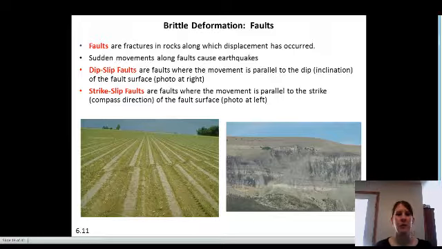Now we're going to move on to explore brittle deformation or faults. Faults are fractures in rocks along which displacement has occurred. Sudden movement along a fault is what causes earthquakes. There are two types of faults.